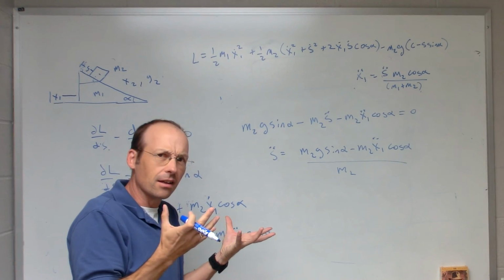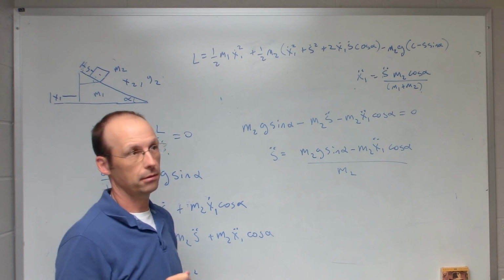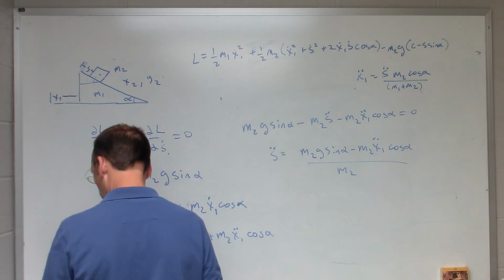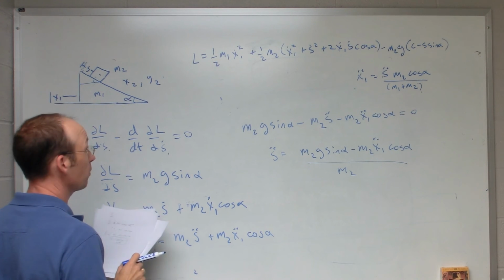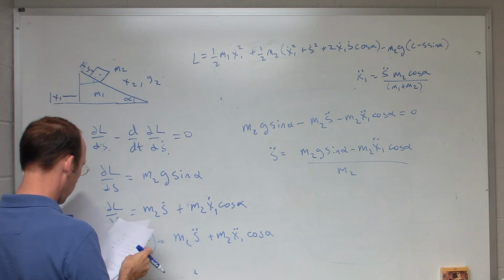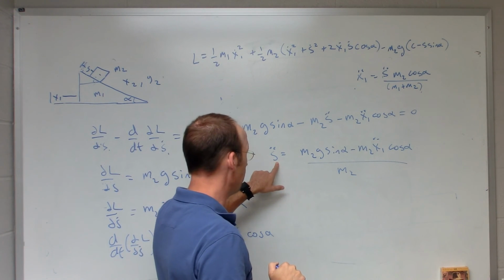I'm just feeling like I made an algebraic mistake somewhere, but it happens. I don't have a script here. Actually, I do. I worked this out beforehand. Let's see, x1 double dot minus. Oh, I got the same thing over there. Okay, I think I'm okay. So now I have an expression for s double dot.